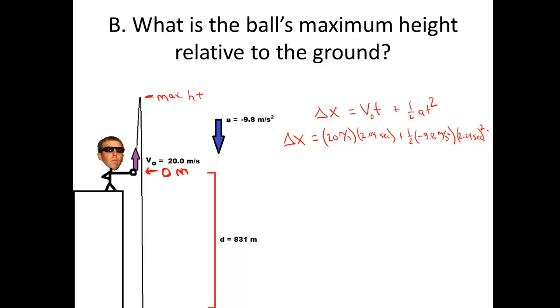And at this point, all I have to do is get my calculator out and solve for delta x. I trust that you know how to work your calculator, and please do this as we go along, but you should get delta x equals 20.4 meters.